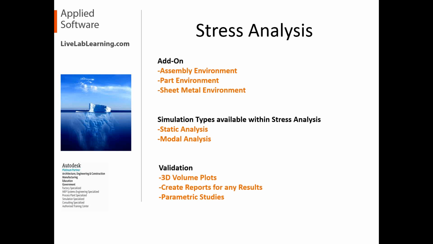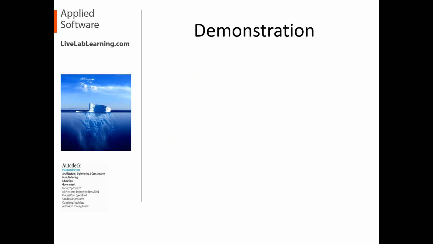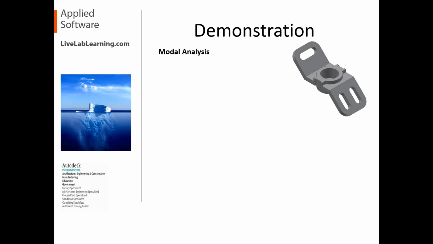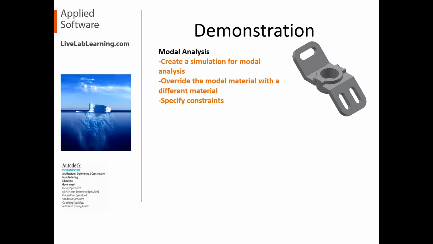Now, today, during the demonstration, we're going to end up running two simulations. The first one is going to be the modal analysis, and with that we are going to create a simulation from this model that you see to the right. This is going to be known as the pivot bracket. We're going to override the model material with a different material within the analysis environment. We're going to specify some constraints. We're going to run the simulation, and then we're going to view and interpret the results.